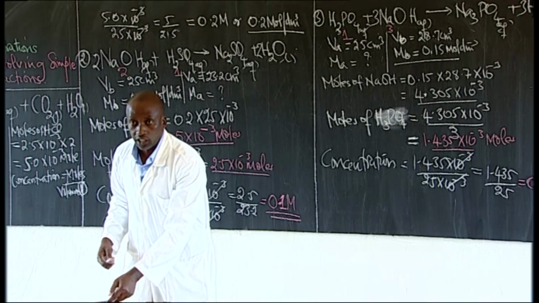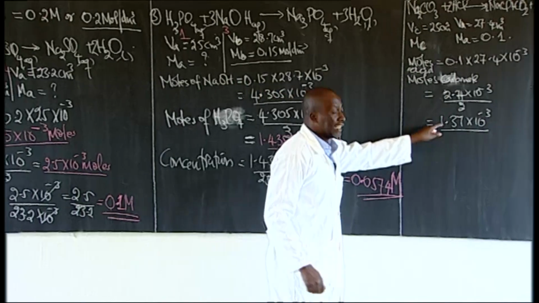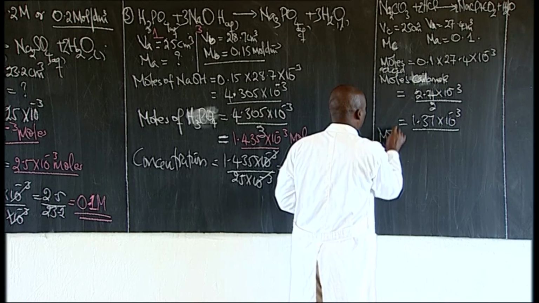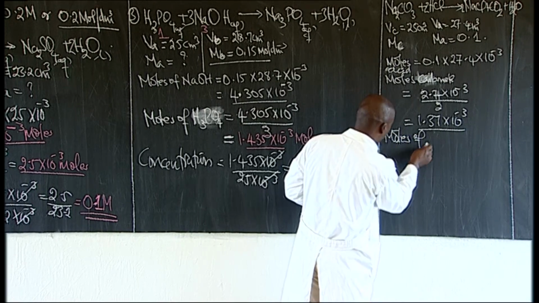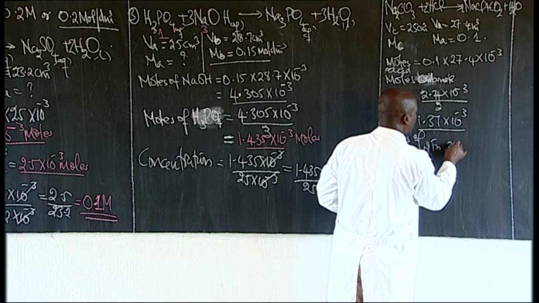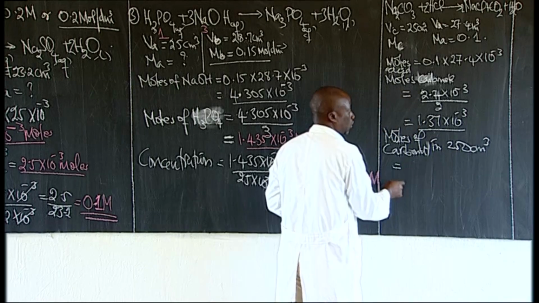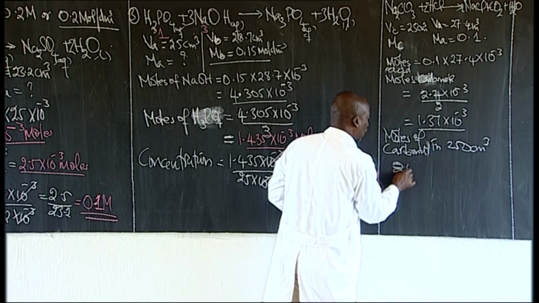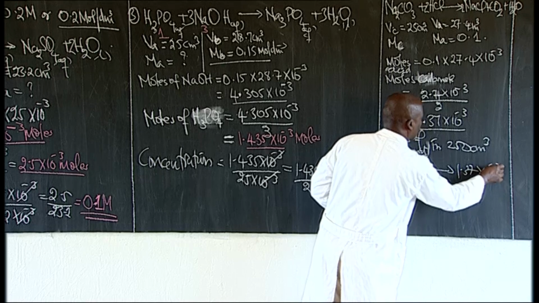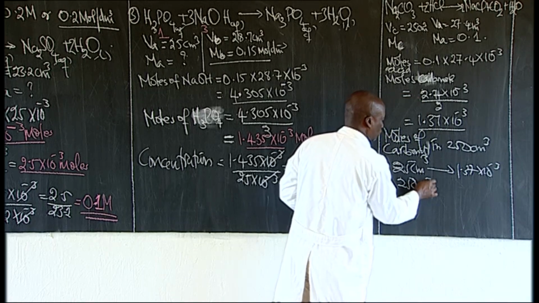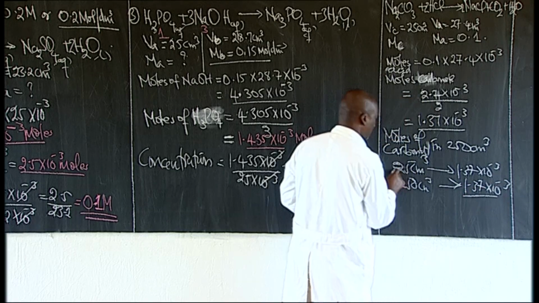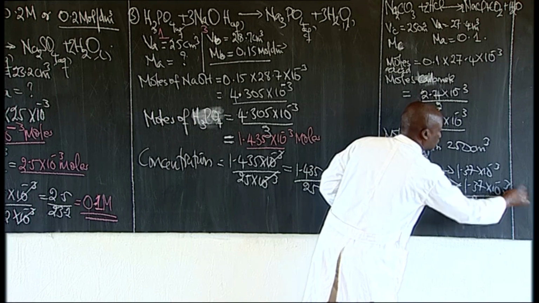So what do you do? These moles of the carbonate were in 25. So you need to find the moles of carbonate in 250 cubic centimeters. So we said 25 cubic centimeters contain 1.37 times 10 to power negative 3. What about 250 cubic centimeters? 1.37 times 10 to power negative 3 over 25 times 250.